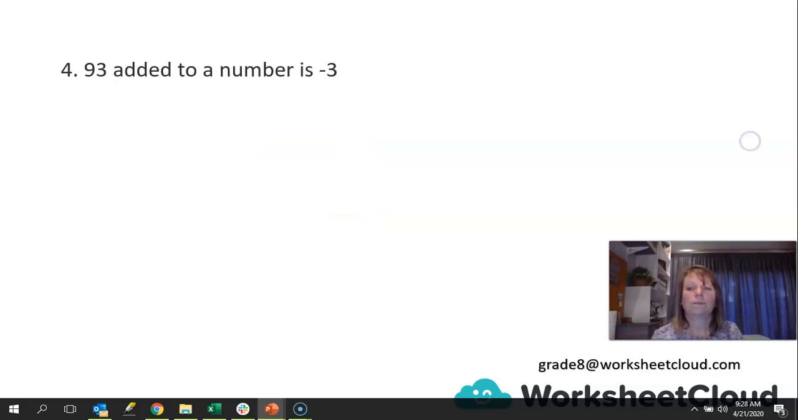Let's look at the last one. 93 added to a number is minus 3. 93 plus x is equal to minus 3. Let's remember, get rid of the 93 on that side, which means we have to do the same to the other side. What we do to the left-hand side has to be the same as the right-hand side. So we've got 93 plus x minus 93, which is equal to minus 3 minus 93. So it's going to be x is equal to minus 96.